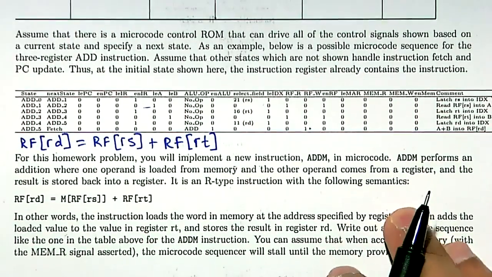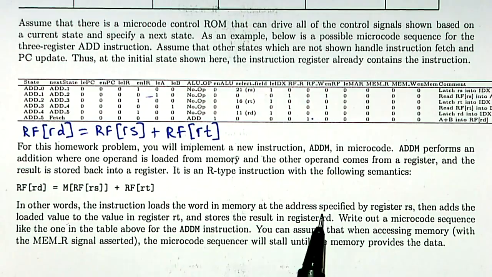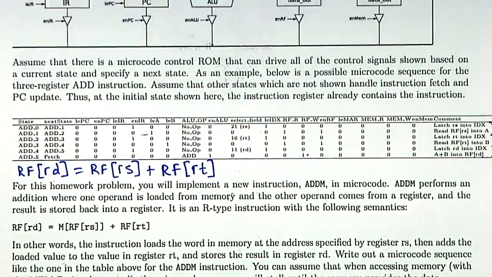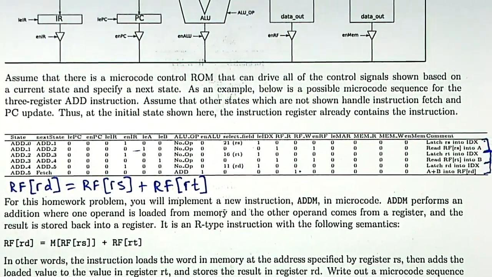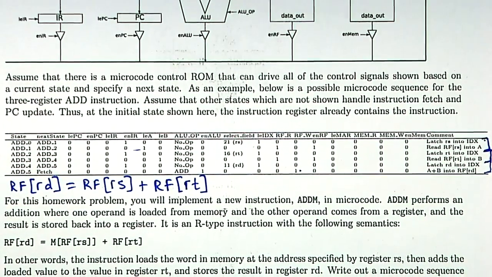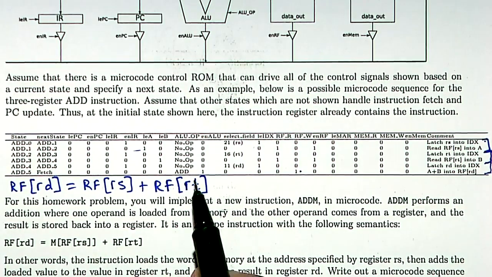I'll briefly describe this, and then we can break. We need to write out the microcode to implement this instruction. We can assume that when we're accessing memory, the microcode sequencer will stall until memory gives us the data. So we're not concerned about multi-cycle memory delays or anything like that. This problem is actually a lot easier than it seems because the implementation that they provide us with does almost all of the work that we actually need to do. So this add instruction is almost exactly the same as the add that's already implemented, except for the memory part, right?